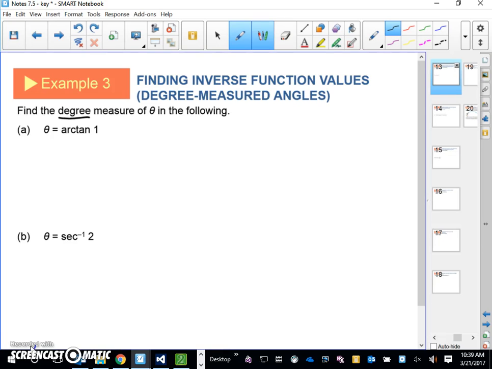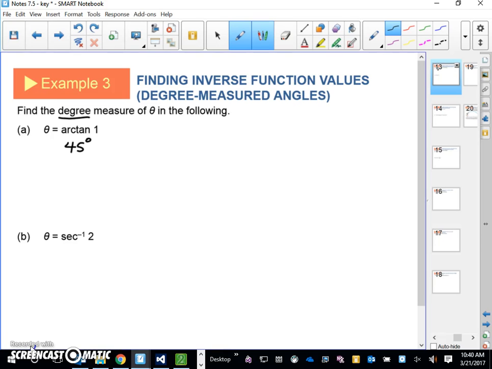Remember, tangent is sine over cosine. We're trying to get 1, so I'm looking at the square root of 2 over 2 divided by itself. Okay? So that would be pi over 4 or 45. Since we're in degrees, that's a 45. All right? So that's what you want to do.